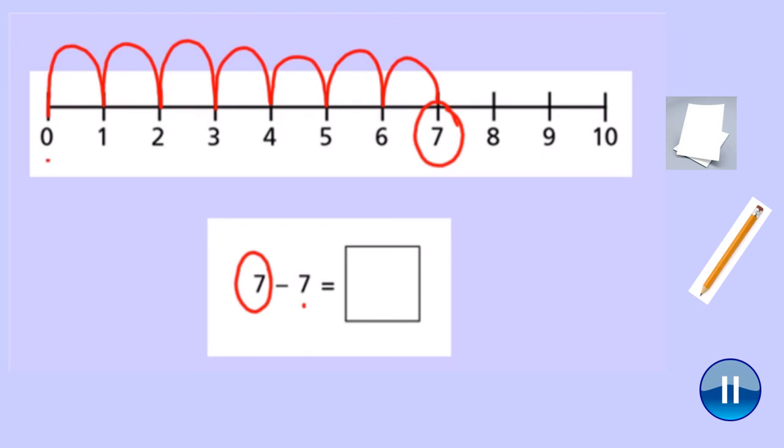I have landed on 0. 7 subtract 7 equals 0. Give yourself a tick if you wrote 0. If not, write the number next to it. Well done, Rainbow. We have worked really hard to subtract by counting back. Well done.